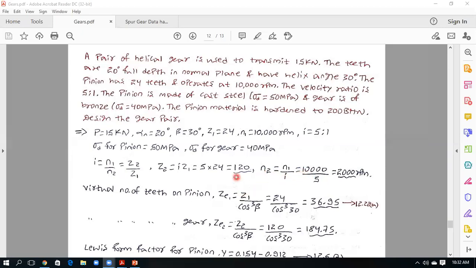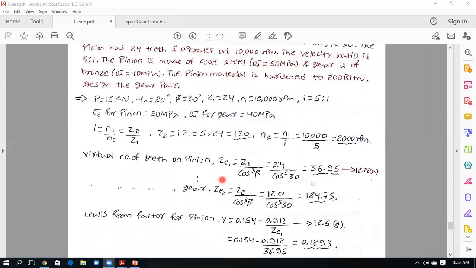Next, you need to find out the virtual number of teeth. This is the major difference. If you see the spur gear, in that we will not be calculating the virtual number of teeth on pinion. Why? Because here whatever the teeth are there, they are inclined by a certain angle. That is called the helix angle. You need to consider that. For that, you need to find out the virtual number of teeth. This was not there in spur gear design. I need to find out the virtual number of teeth on pinion.